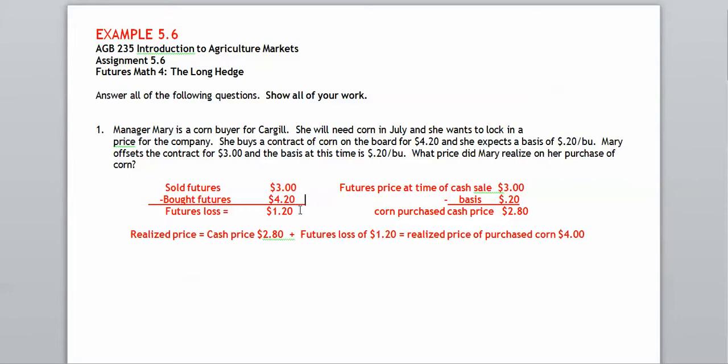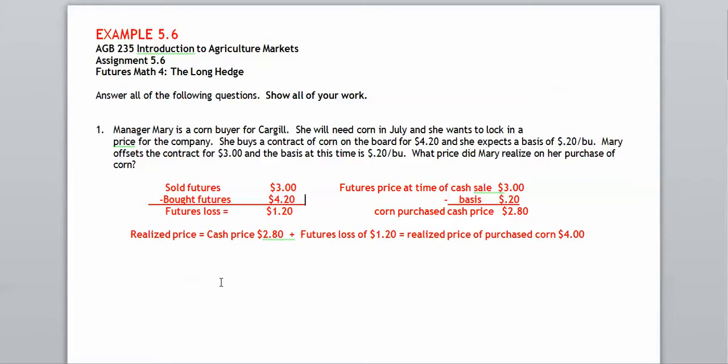So we lost $1.20 on the futures side here, but cash price went down. That helped her out here. Futures price at the time of cash sale was $3. Basis is 20 cents under. That gives us a corn purchase price, cash price, of $2.80. Since we lost that on the futures side, we have to add that to the price that we paid for the cash corn. It makes the corn more expensive that we bought. So we paid $2.80 for cash corn. We have to add $1.20. That yields $4 realized price.